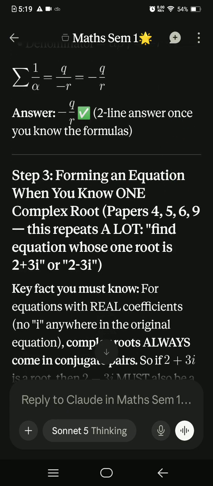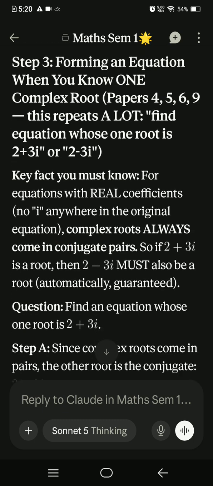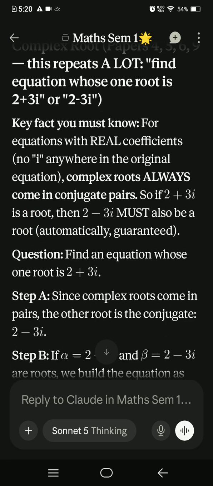Step 3, forming an equation when you know one of the complex roots. So paper 4, 5, 6, 9, this repeats a lot. Find equation whose one root is 2 plus 3i or 2 minus 3i. Key fact you must know: for equations with real coefficients, no i anywhere in the original equation, complex roots always come in conjugate pairs. So if 2 plus 3i is a root, then 2 minus 3i must also be a root, automatically guaranteed.